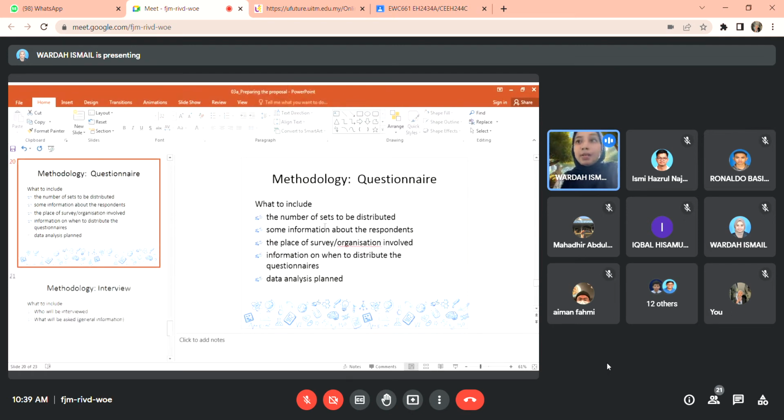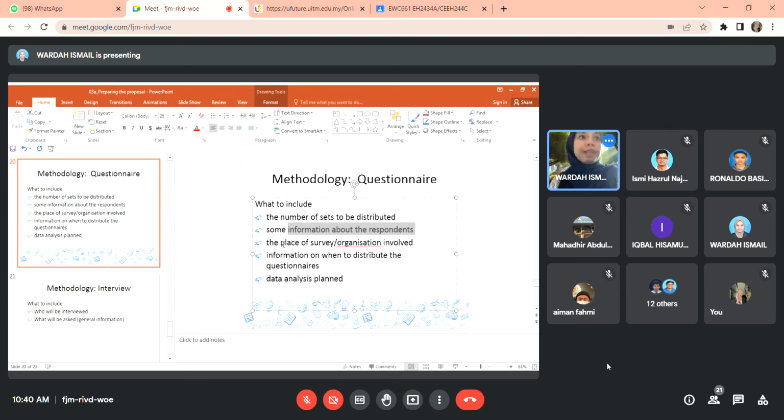Now, what to include? Alright, sorry, dalam methodology yang jenis questionnaire. Okay, what to include? The number of sets to be distributed. So meaning, you are going to distribute berapa banyak. Okay, you are going to pass around the link to your questionnaire. Okay, you boleh mention macam tu. And then some information about the respondent, meaning that you are going to pass around to who? Okay, to degree students, to all male and female degree students, ataupun you nak male sahaja, to all male degree students, to all UiTM Shah Alam students. Okay, information about the respondents.